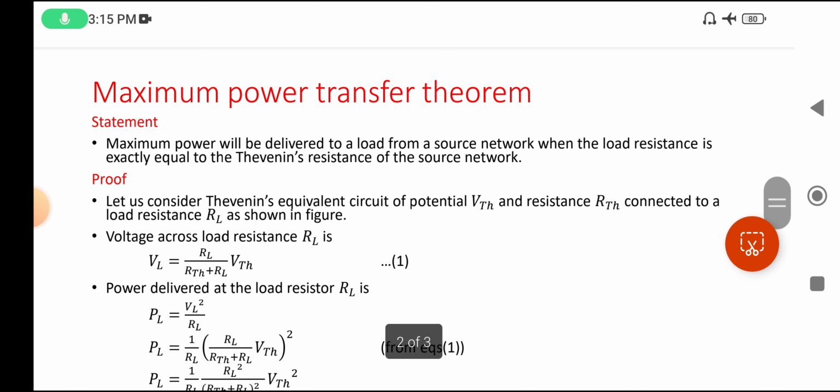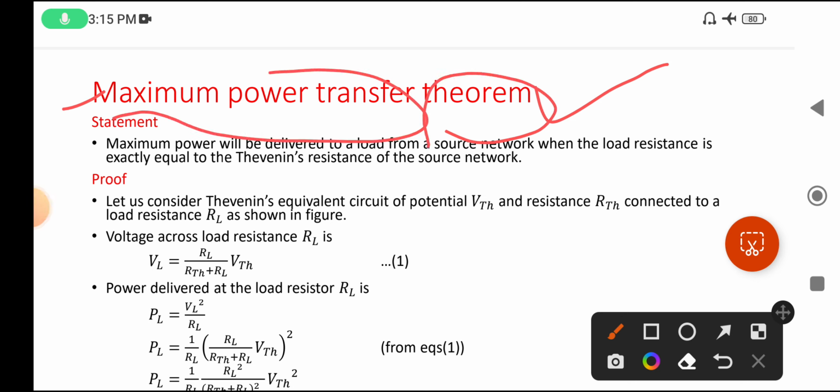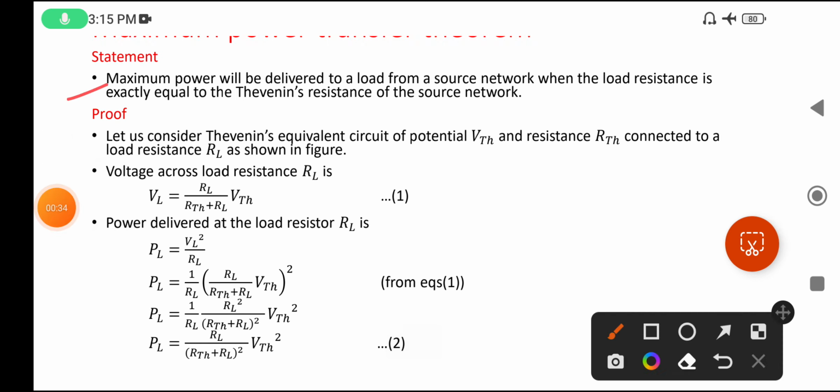Today's topic is the maximum power transfer theorem. That theorem explains to us at what condition maximum power will be delivered. So, statement: maximum power will be delivered to the load from a source network when the load resistance is exactly equal to the Thevenin's resistance of the source network.